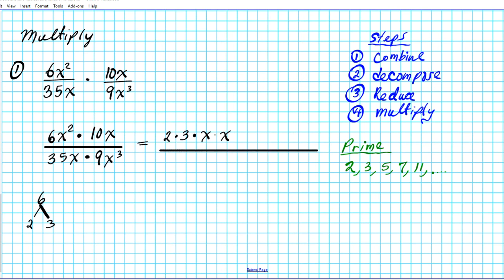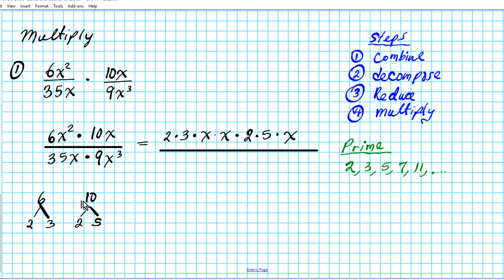Now let's take a look at 10. 10 is composite. If we decompose 10 into prime factors, we know 2 goes into 10 since it's even. 2 times 5, so that's 10. So instead of 10x, we're going to put 2 times 5 times x, since we just have one x. Okay. Now let's shift gears and take a look at the denominator.